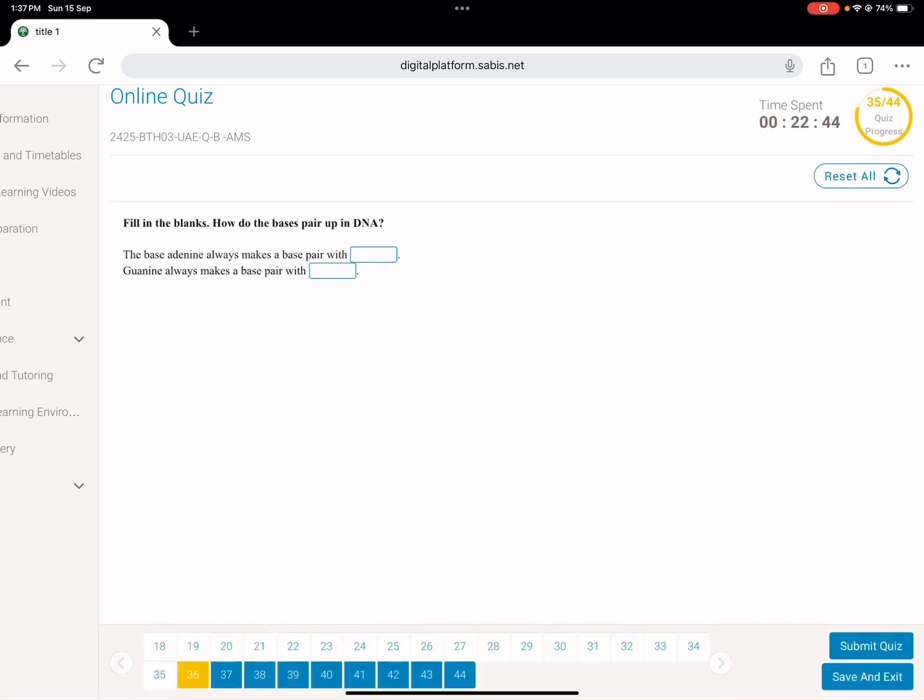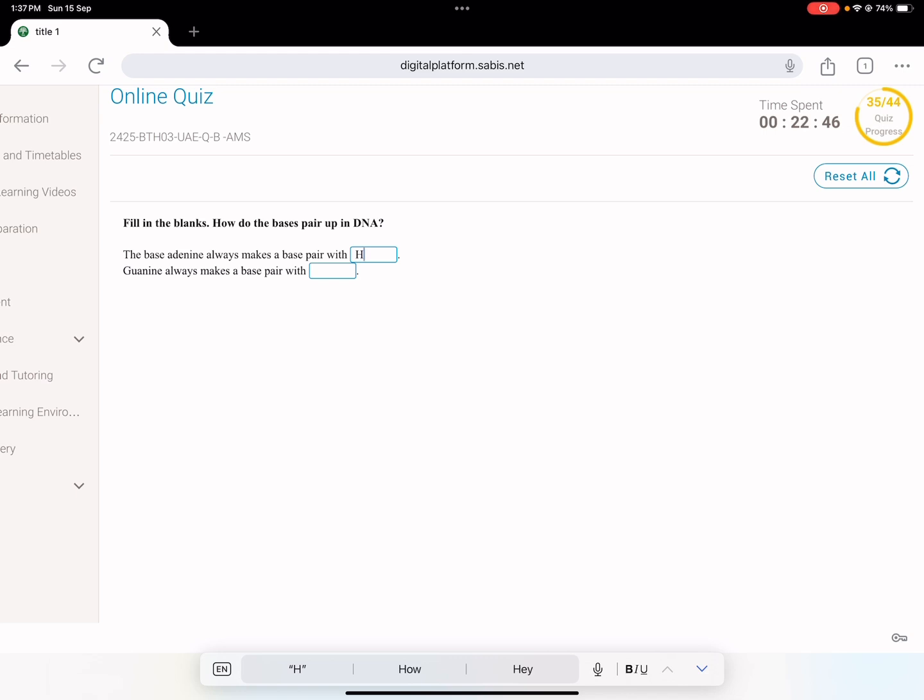That's the question. Adenine pairs with thymine. Also guys, watch out for the spelling. Guanine always makes a base pair with cytosine.